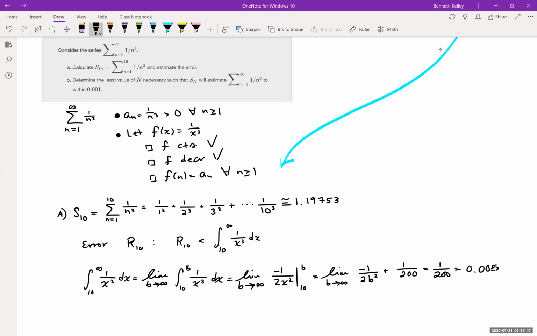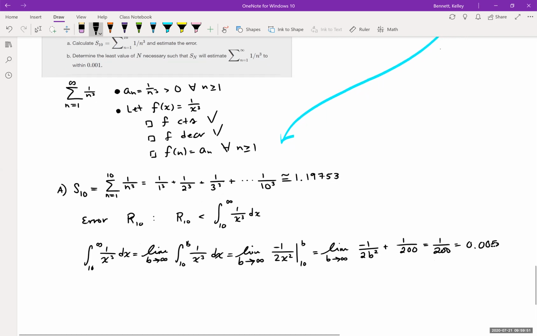So now I know that my error can be estimated by 0.005. And that's the worst that the error can be. It may be the case that the error is a bit smaller, but typically when you're doing things like error, you always want to say the max possible error.